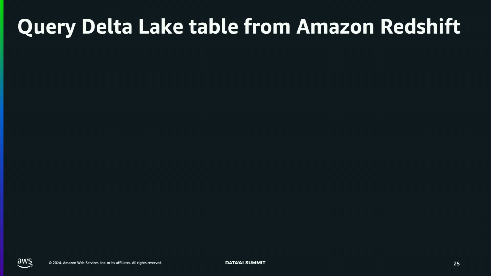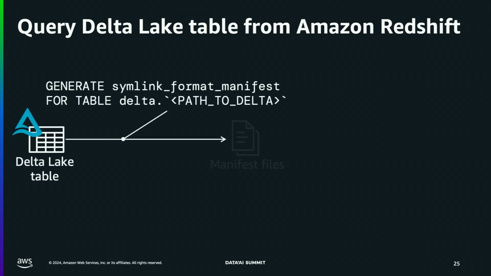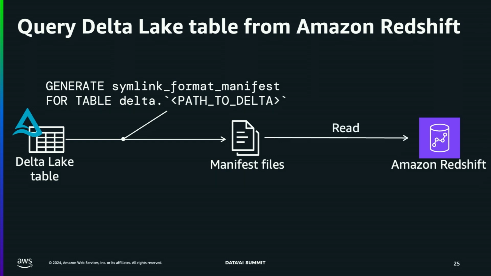So let me show the operational flow of generating Delta Lake manifest files. First, you run a generate query on your Delta Lake table to create a manifest file. After this, you can read the Delta Lake table from Redshift. You can automate this generation with Delta Lake table configuration. However, after each update to the data lake table, you need to create a manifest file for Redshift to read the table.